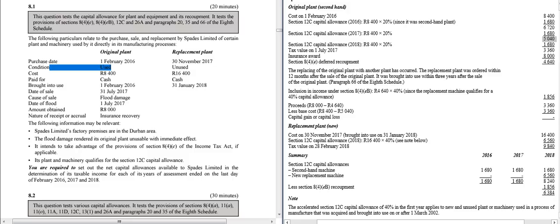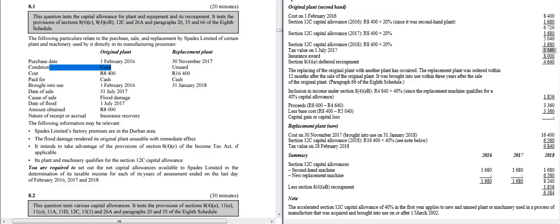Okay, and then this asset, we again had it for the 2018 year of assessment, but we only held it until the 1st of July. But again, any manufacturing asset is deductible over any portion you own it during the year. So we're going to deduct the 20% capital allowance, 12C allowance of 1,680, bringing in our tax value as at the 1st of July 2017 as 3,360 Rand.